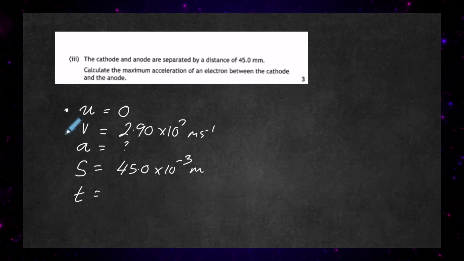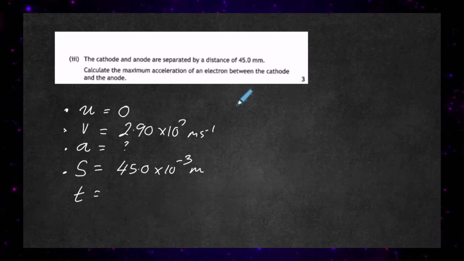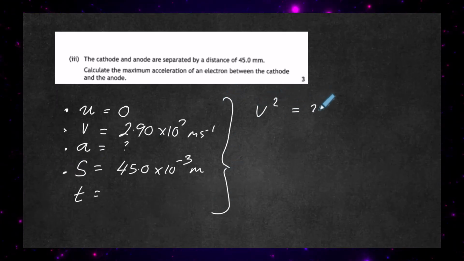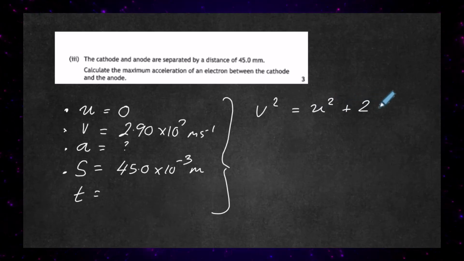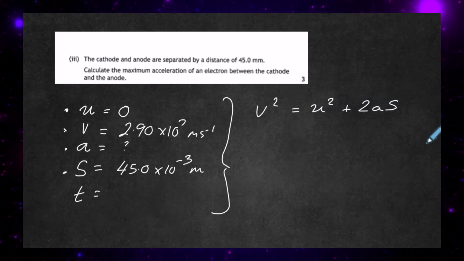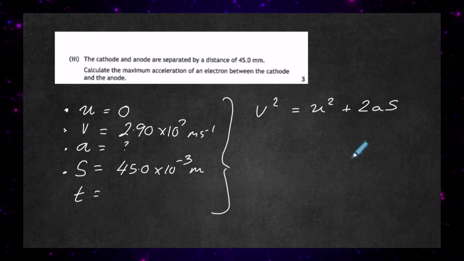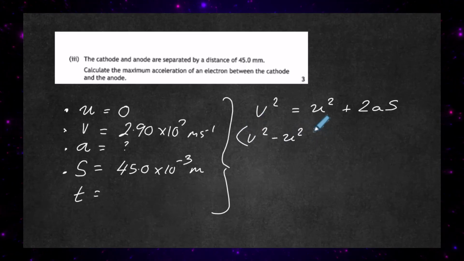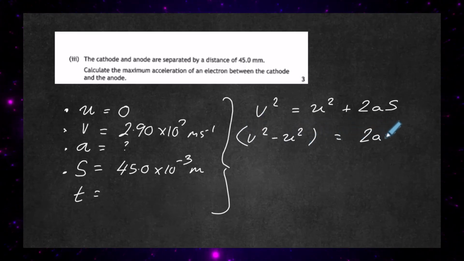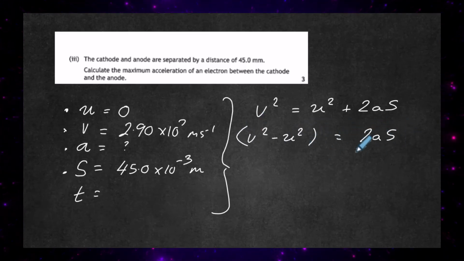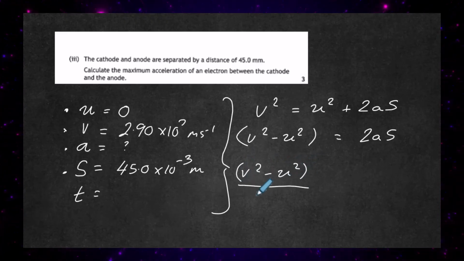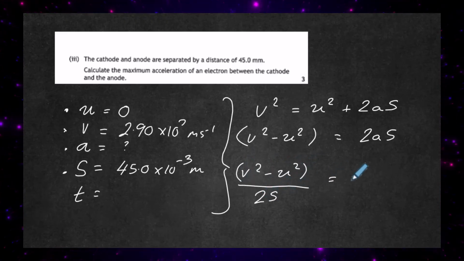So we have got u, we've got v, we have to find a and we've got s, and it looks like we're going to use this equation here: v squared equals u squared plus 2 times the acceleration times the displacement. Now you should be well practiced at rearranging this one. If we rearrange we get v squared minus u squared, in brackets, equals 2a times displacement. We're after acceleration, so we divide both sides by 2 times the displacement. So v squared minus u squared all over 2 times the displacement is going to give us the value for the acceleration.